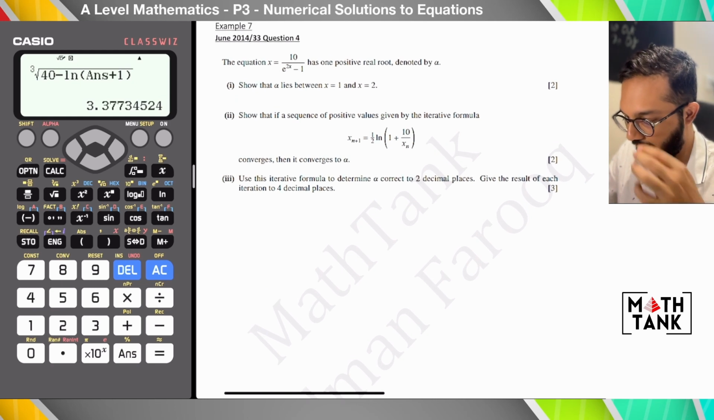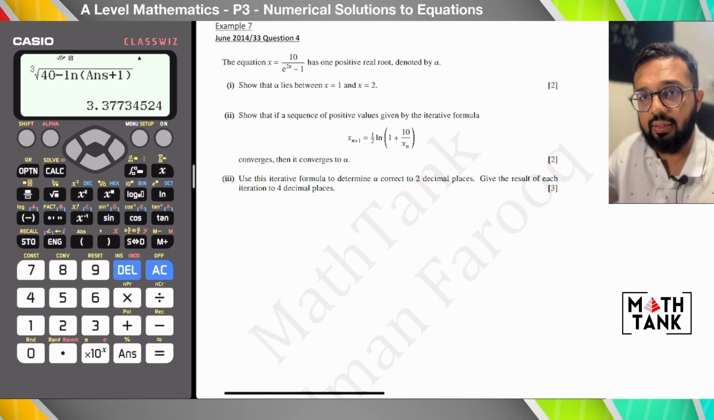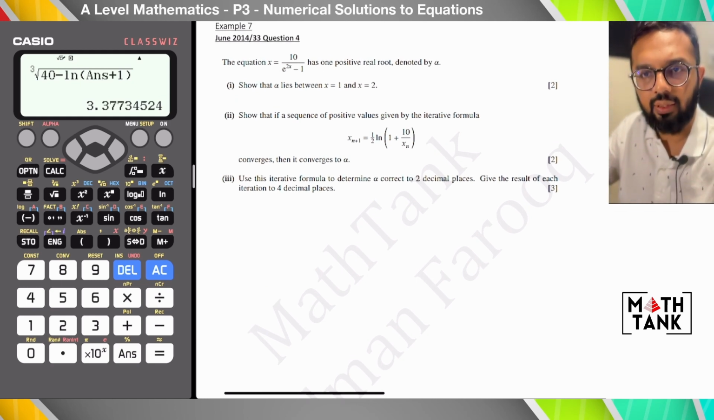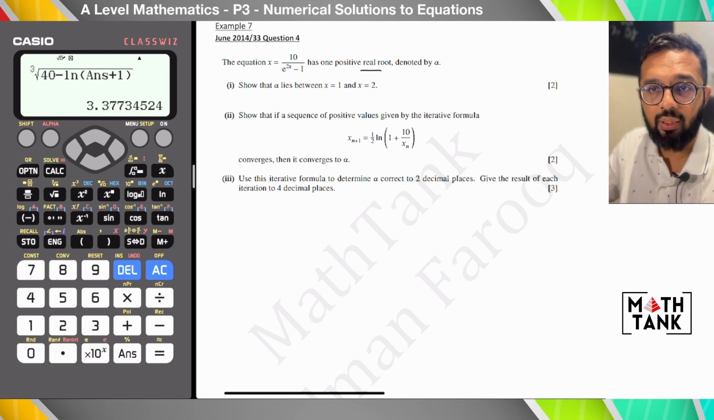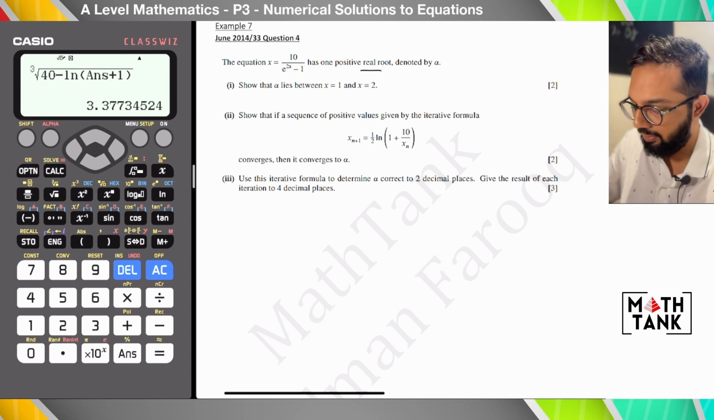It is more or less the same, but there's this part that's different, which is why I'm doing this question. So this is the equation. This has one positive real root denoted by alpha. Show that alpha lies between 1 and 2. So in order to again prove to you, what I need to do is create a function. So I'm going to bring everything to one side. You can either cross multiply or just bring it like that. It's up to you entirely on what you want to do. That is what I'm going to do.